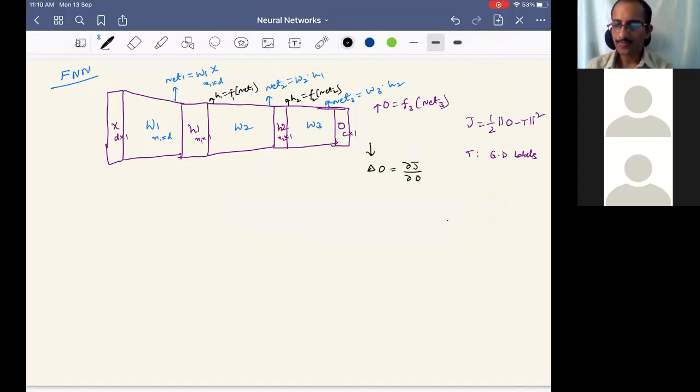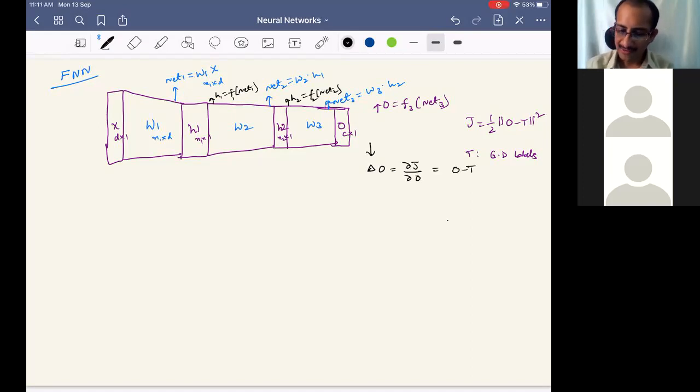Dou Z by dou O, the gradient with respect to the cost function. So with respect to the cost function, we define it as delta. What is the answer? Both are vectors, and dou Z by dou O is O minus T.